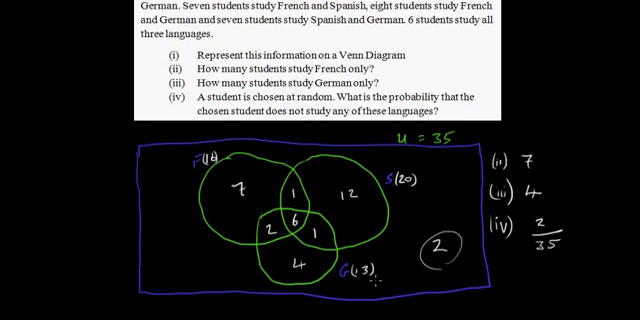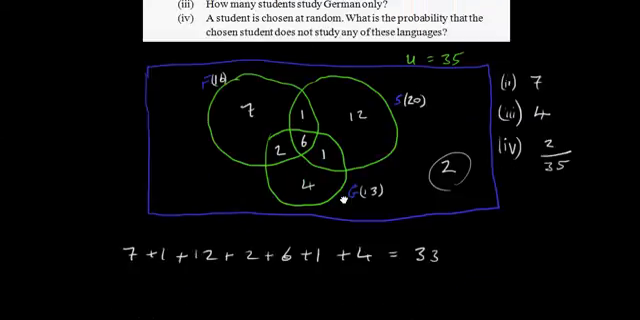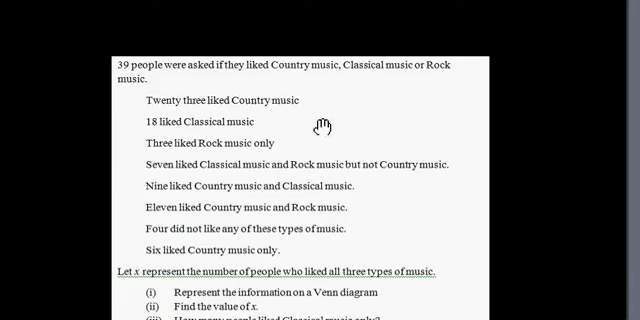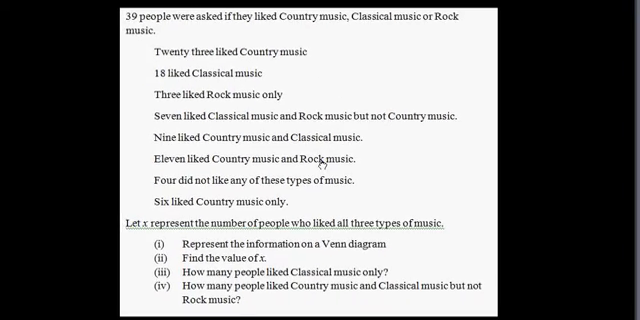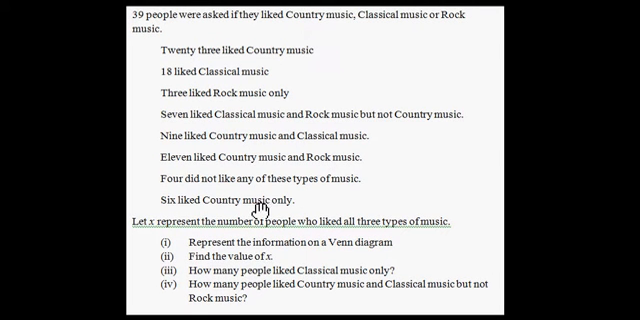Okay, so that's the first problem done. Second one then we're going to do is this one here. Now this one here is a slightly more detailed one, and it involves some algebra as well. So it involves 39 people, and they were asked if they like 3 different types of music. So we know immediately then that we're talking about 39 people, so we need to draw a rectangle and 3 circles again. So let's do that first of all.